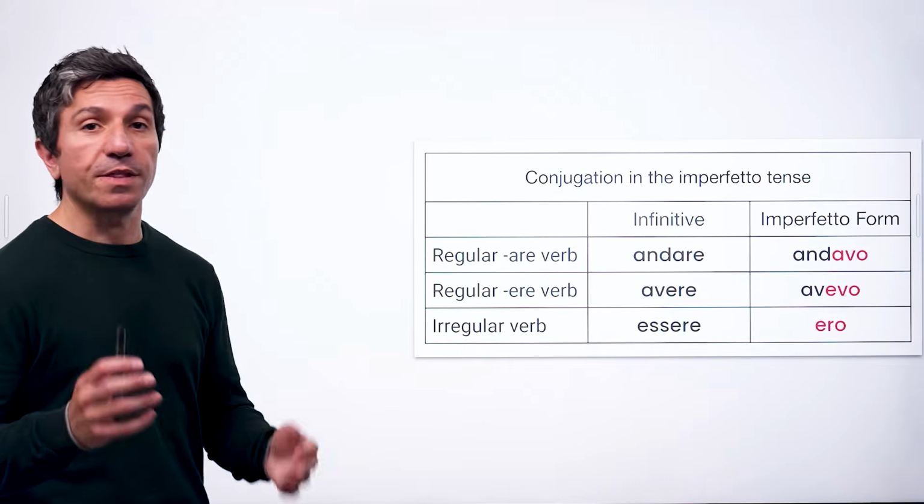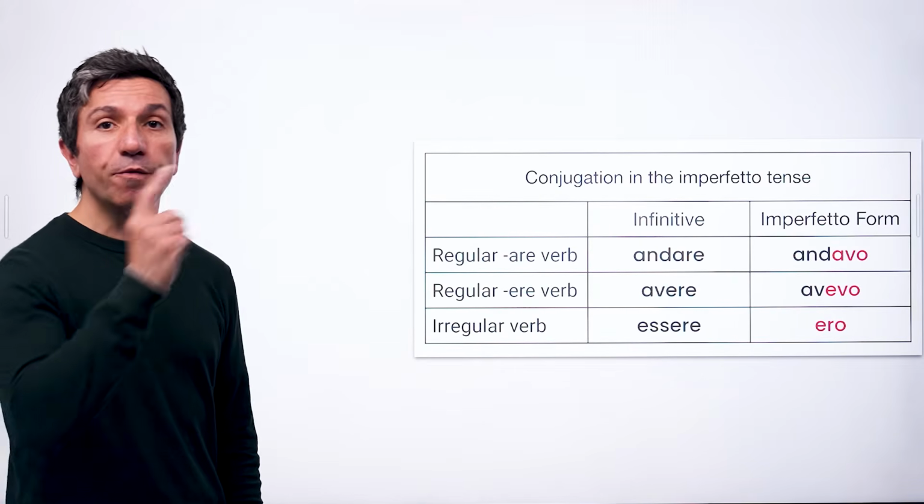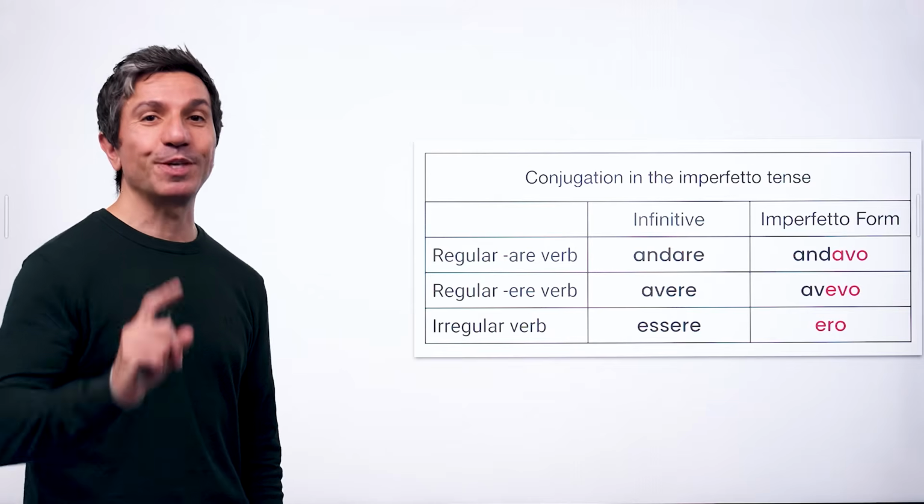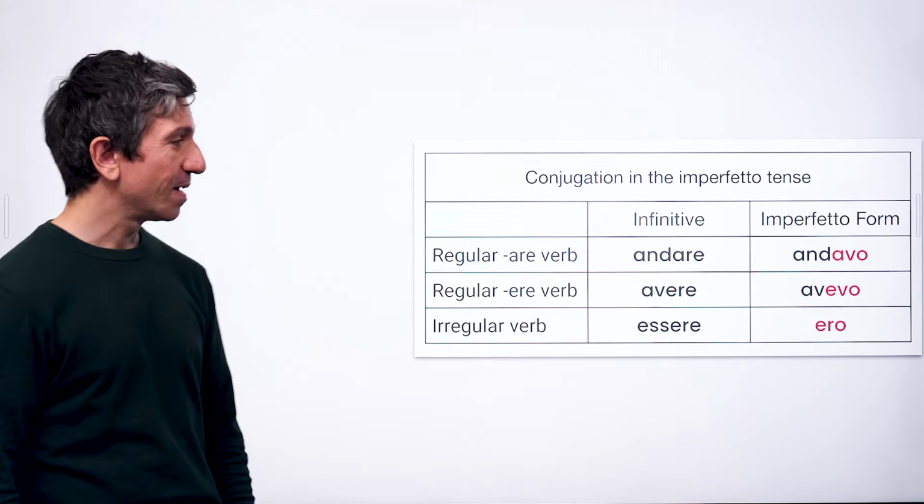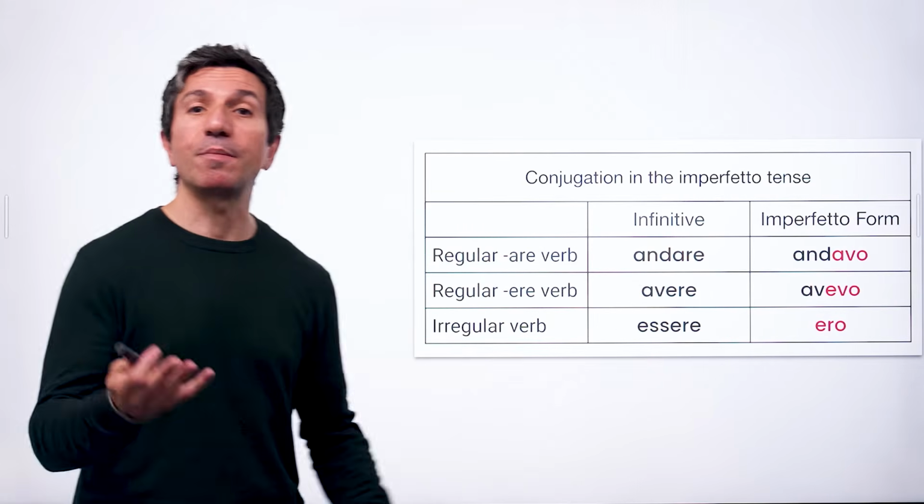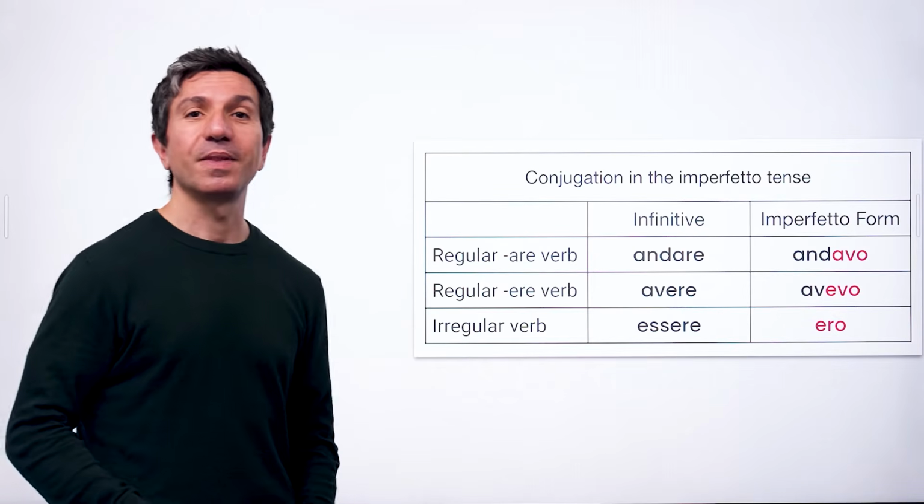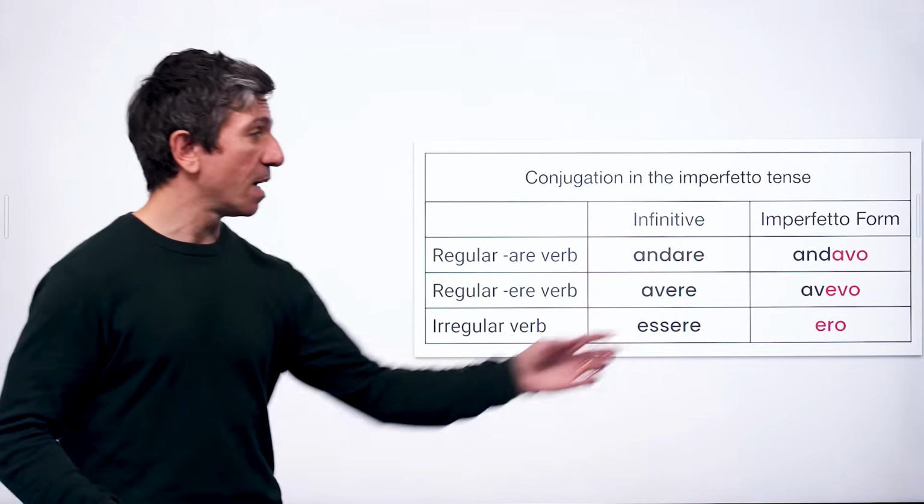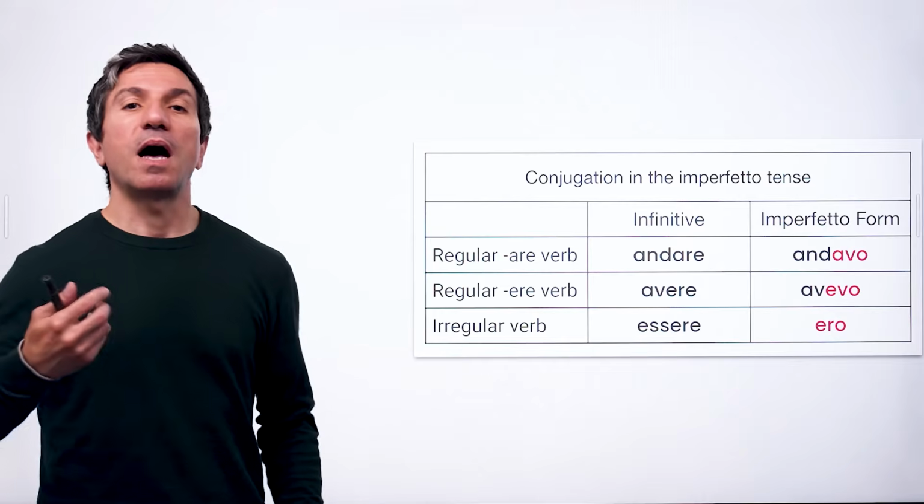Let's take a look at a few examples. All of these verbs are in the first person singular form. Andavo comes from andare. The stem and plus avo gives I used to go.